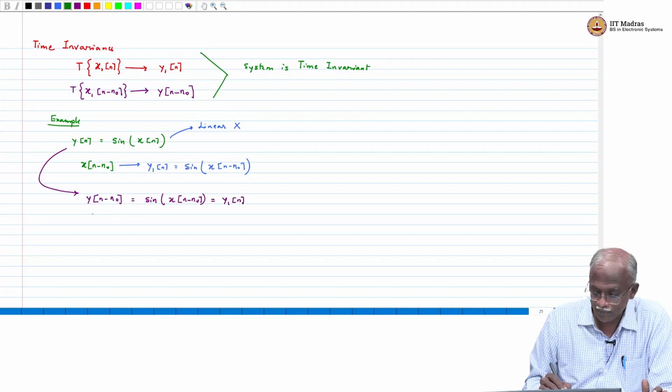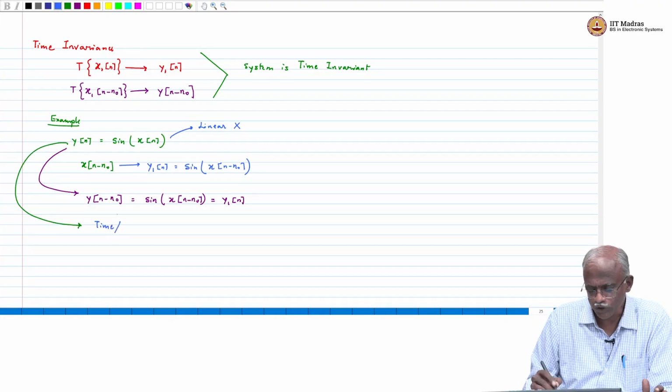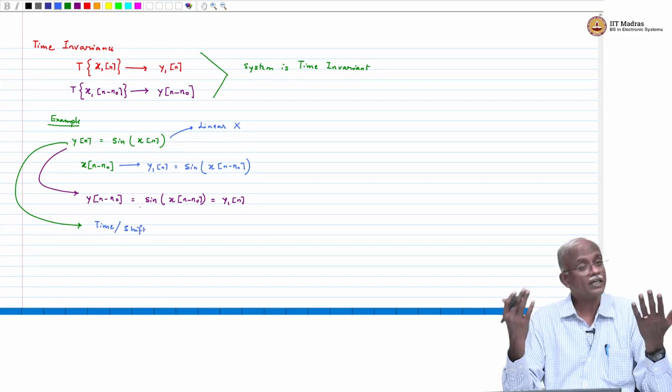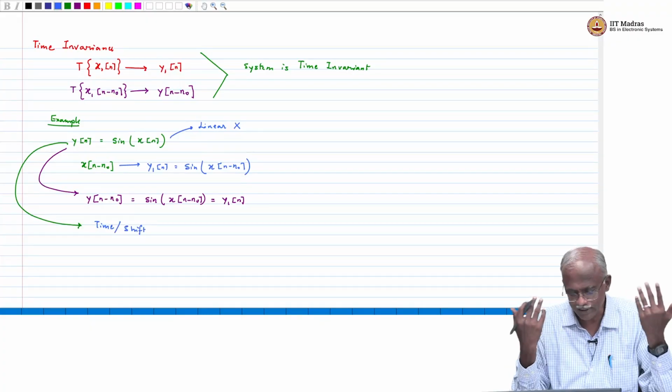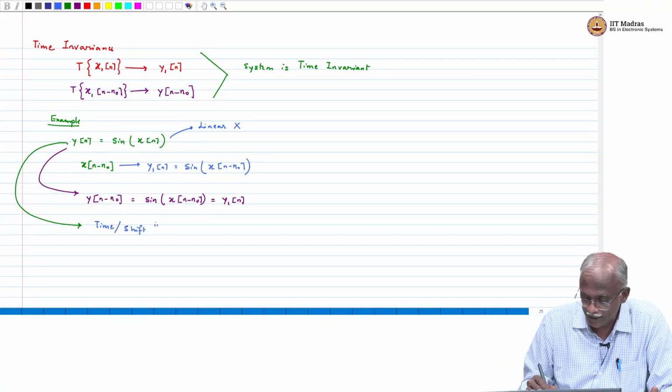So, this system is time invariant. Some books call it time invariant, some books call it shift invariant, both of which are okay. N naught is an integer, so you can think of it just as a shift. If you're comfortable calling it time, it's fine. So, basically this is shift invariant.